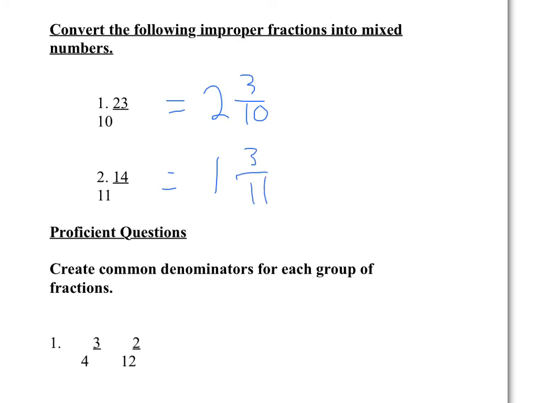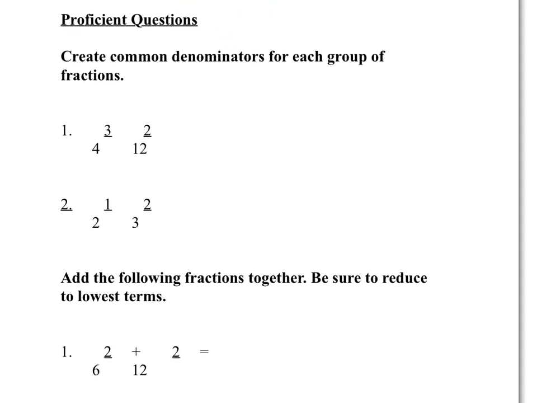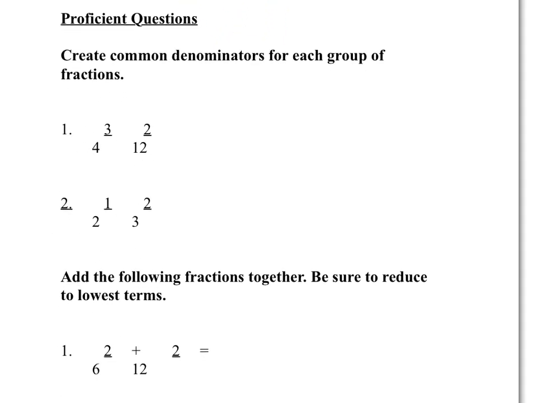Keep moving down to creating common denominators for each group of fractions. The first one was the easy one, so the common denominator is going to be 12. And 3/4 is the same as 9/12. And the second fraction stays the same at 2/12. I did not ask you to add or subtract, so you don't need to do that.